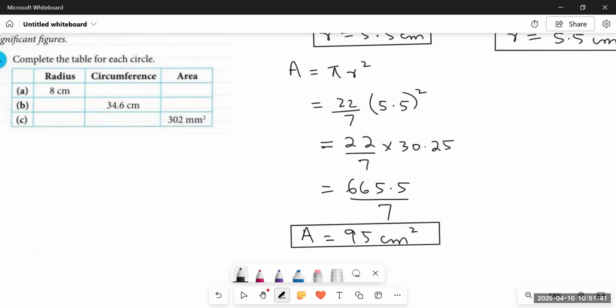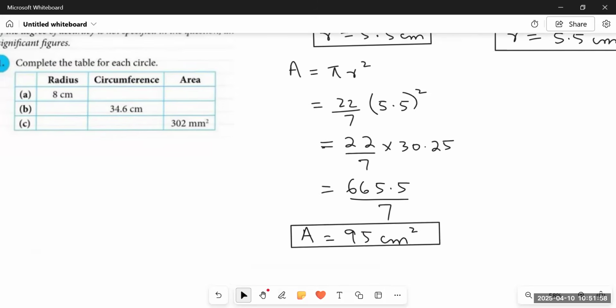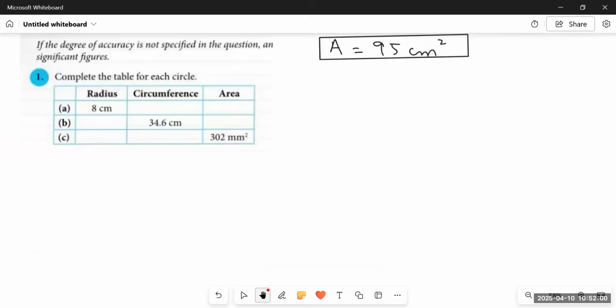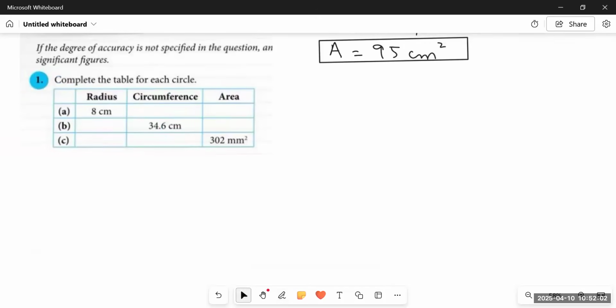But if the circumference is given, first of all, we have to find out the radius using the formula of circumference. And if the area is given, then we will use the formula of area to find out the radius first, and then we will find out the circumference. So basically, if the radius is missing, first we have to find out the radius using the formula of that value which is given, either circumference or area.